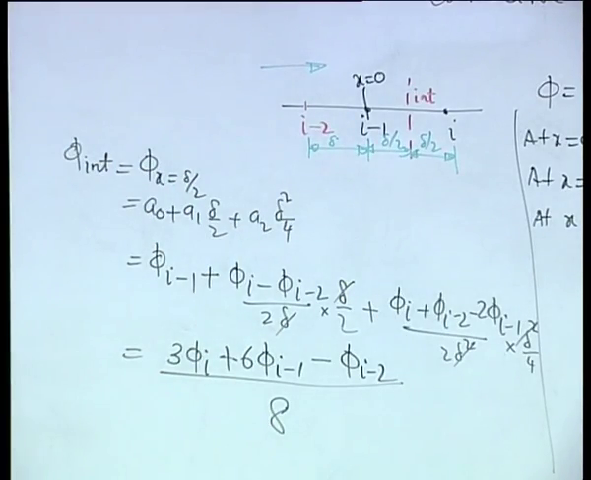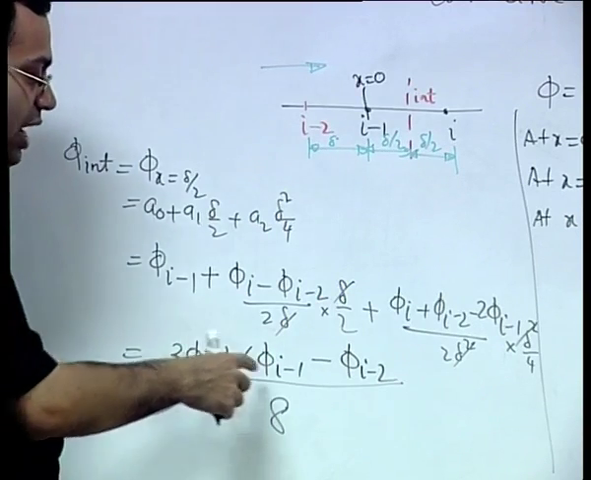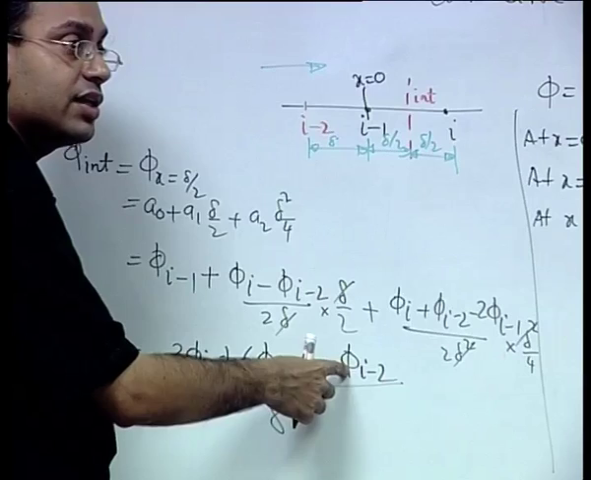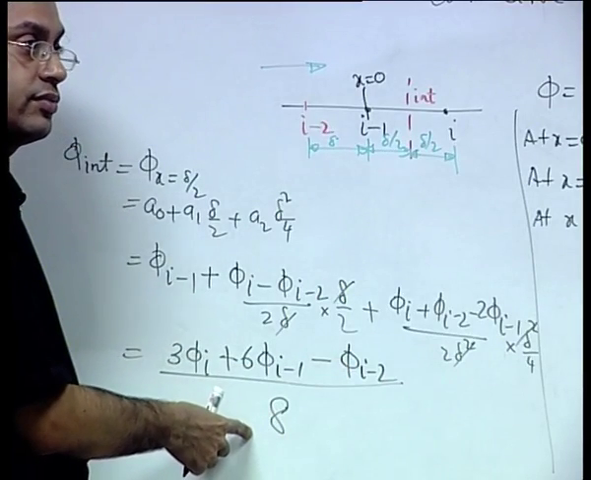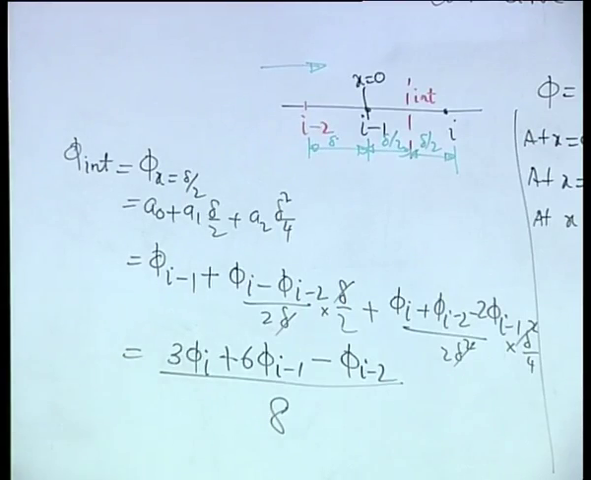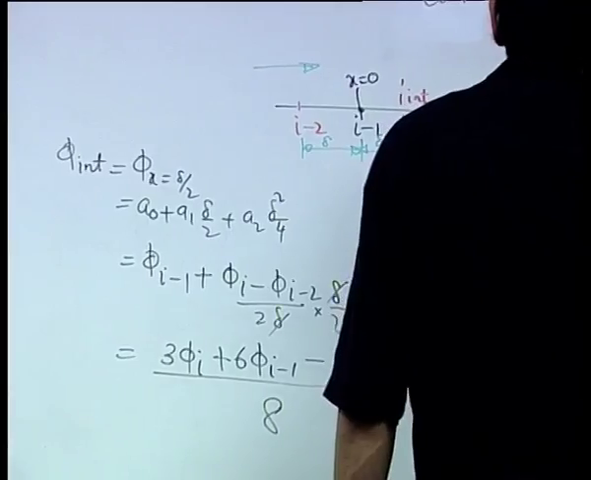Okay. You can see that ultimately it is a weighted combination of I minus 1 and I minus 2. Sum total of the weight, 3 plus 6 minus 1, is equal to 8. Okay. So now based on this consideration let us try to write a discretization.